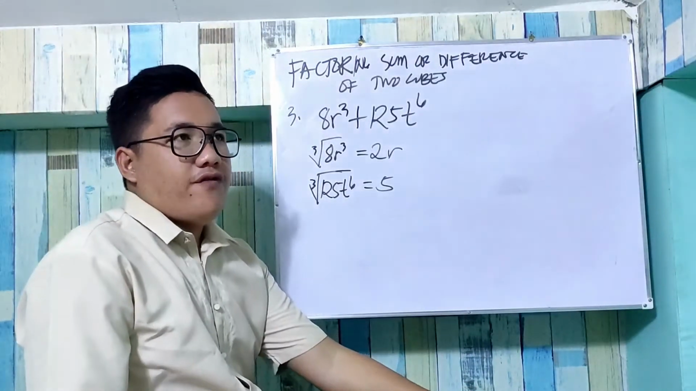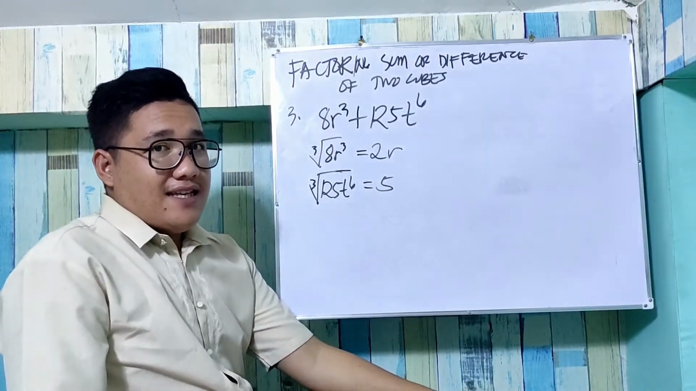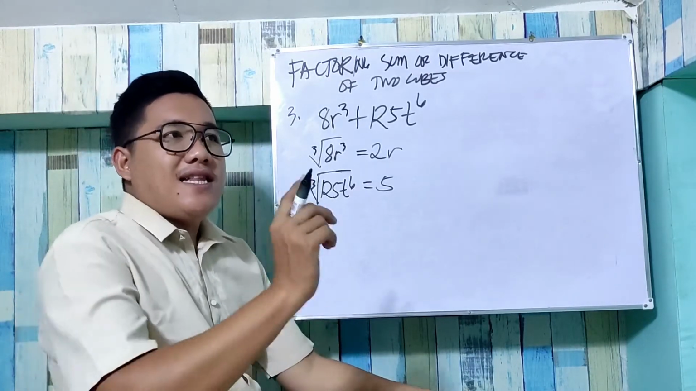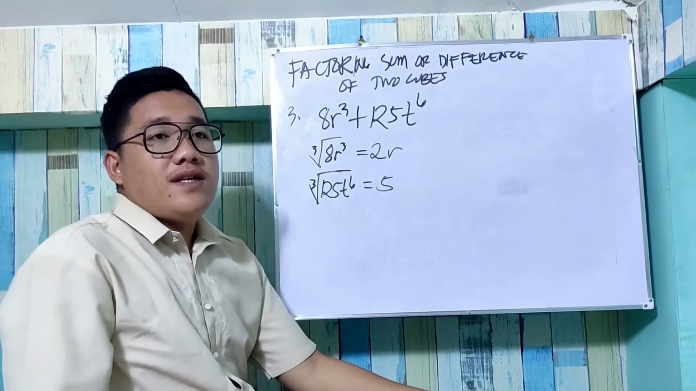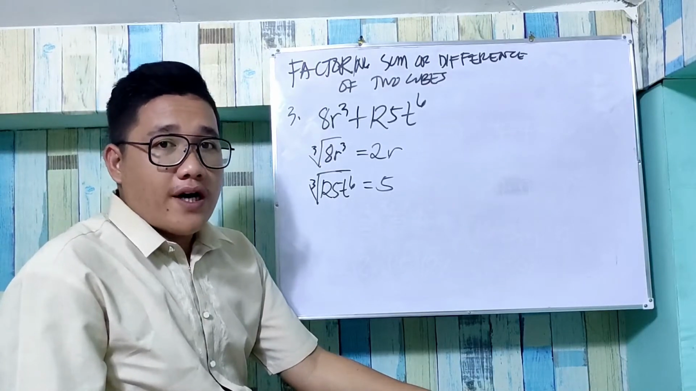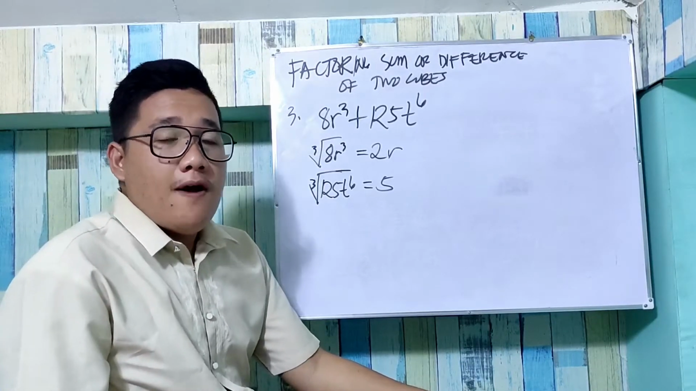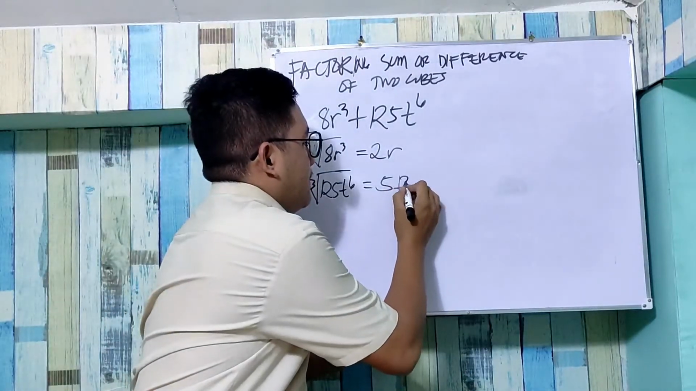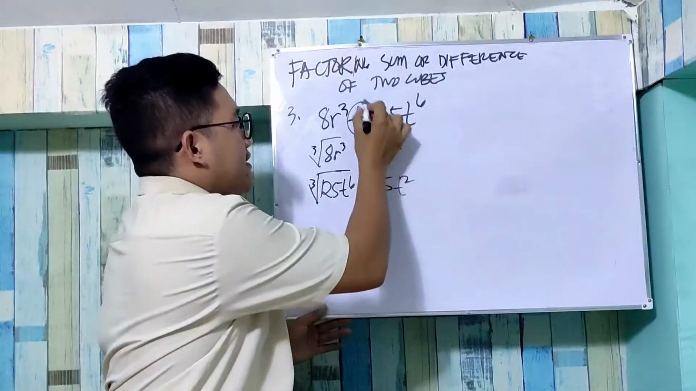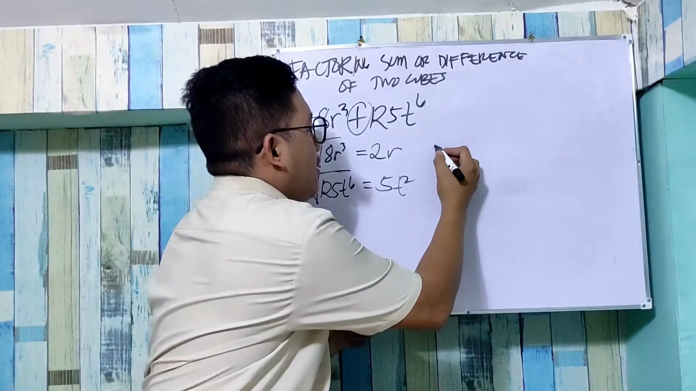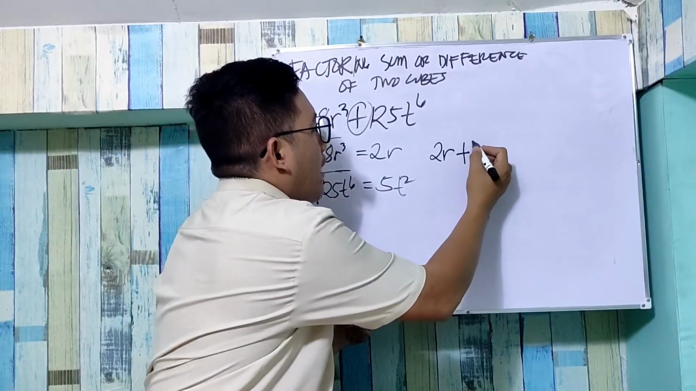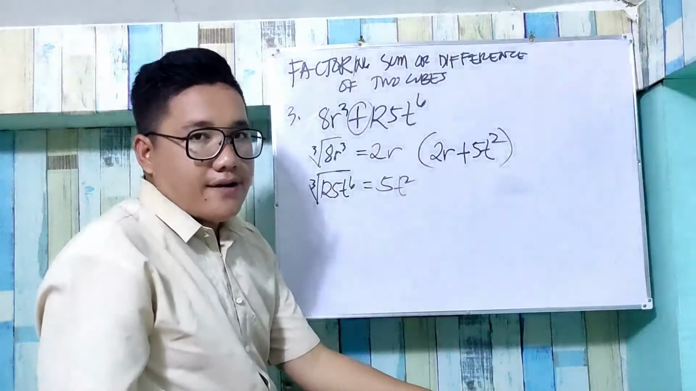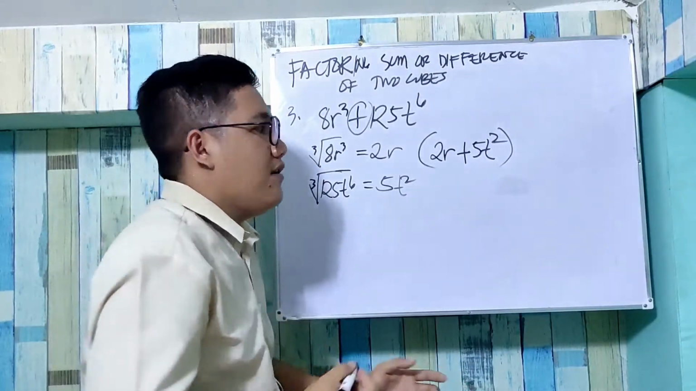What is the cube root of t raised to 6? That is t raised to, okay, very good, 2. t raised to 2 times t raised to 2 is 2 plus 2, t raised to 4. Times t raised to 2, 4 plus 2, that is t raised to 6. So therefore, since this is a sum, we have the binomial factor 2r plus 5t squared. We are now going to find the trinomial factor.